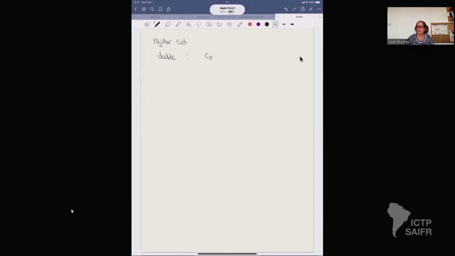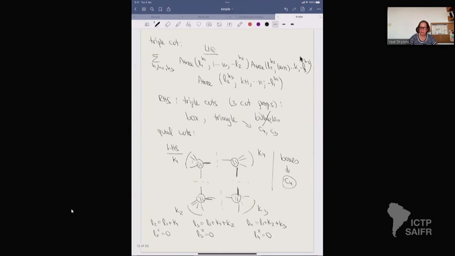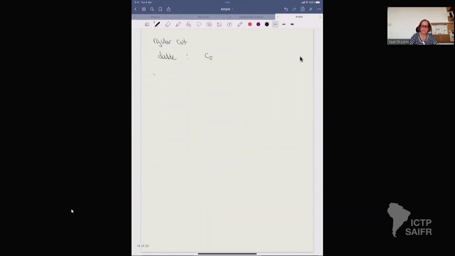Now, let me just say one more thing about these coefficients, because you see that in this case you're going to get something very simple because you just have a product of 4 tree amplitudes. So we can actually write a simple expression for this case. So let's do that.